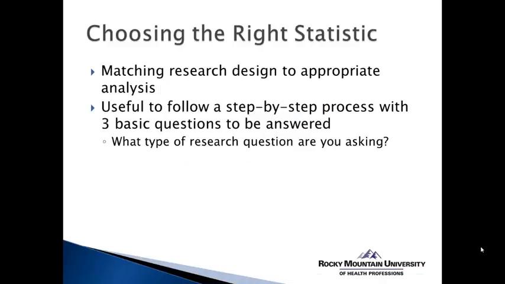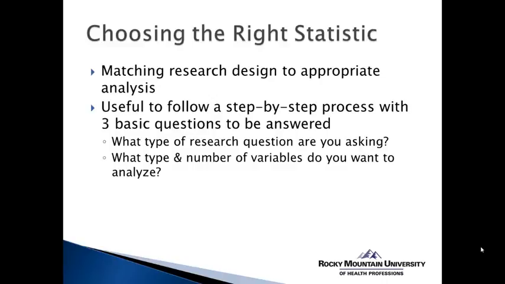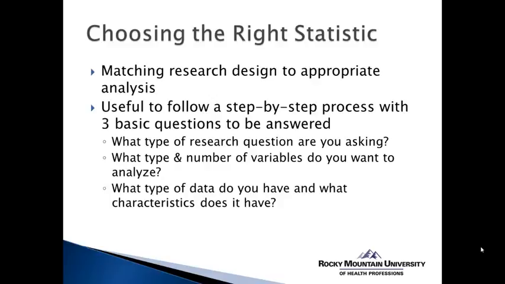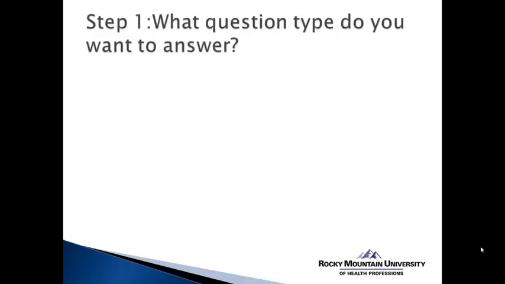The first question we need to address is what type of research question are we asking? And then typically we put our research question into one of three types, which I'll cover in a short time. The next question is what type and number of variables are you attempting to analyze? And then what type of data do you have as far as the scale of measurement? And then what characteristics does this data have? So the first step in this process is what question type do you want to answer?